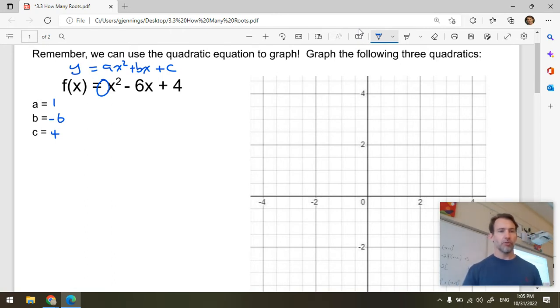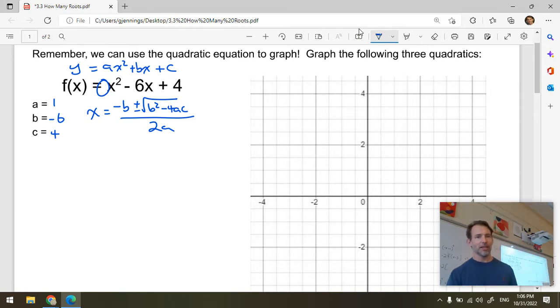So, the quadratic formula, does anyone have the song in their head? Keep going, Cade. Over 2a. Good. There we go.